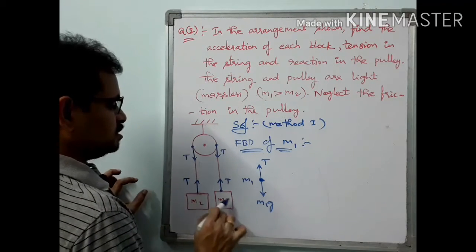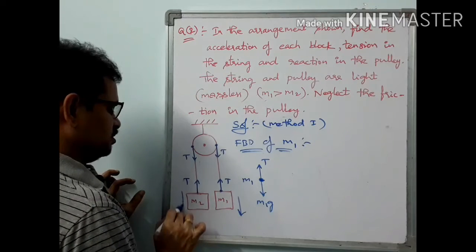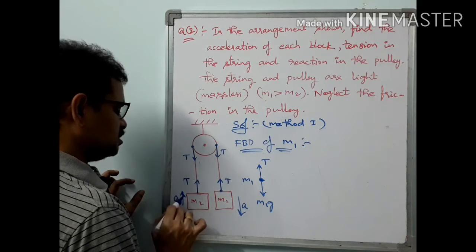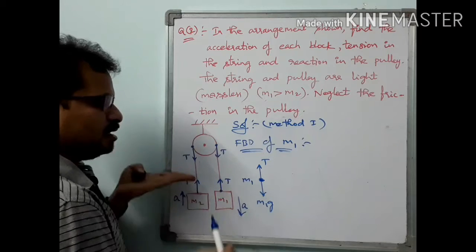Since M1 is greater than M2, M1 moves down while M2 moves up. Suppose this has an acceleration A, then this also has an acceleration A, because the length of the rope is fixed here, it is constant and does not change.